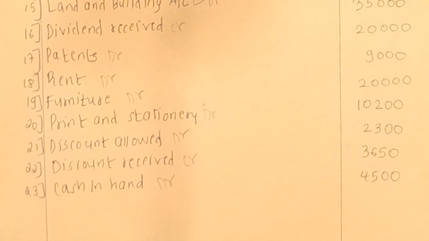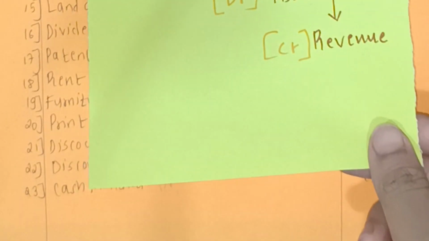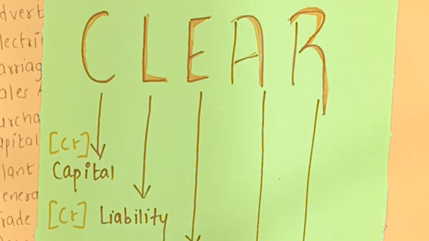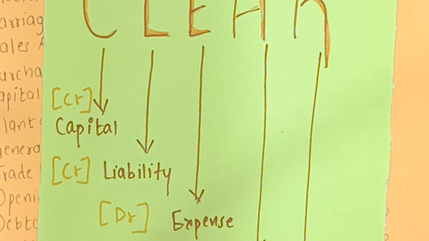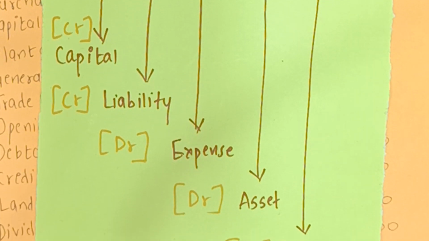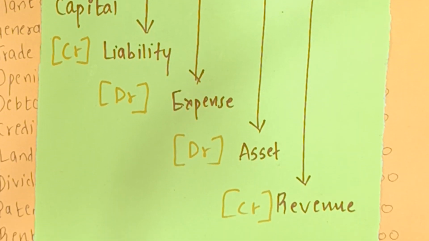So in this manner you are supposed to first mark which account will come on the debit side and on the credit side, and you will be in a position to solve it very easily if you just know this clearly. And only remember that expenses and assets, only these two items will come on the debit side, and all the remaining accounts you have to record on the credit side.